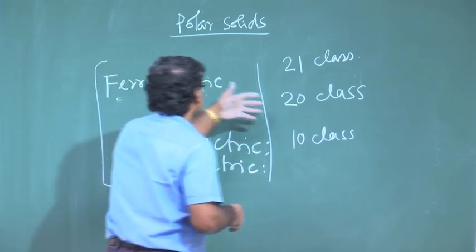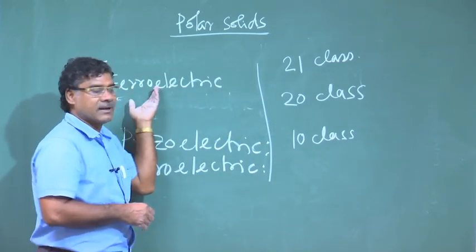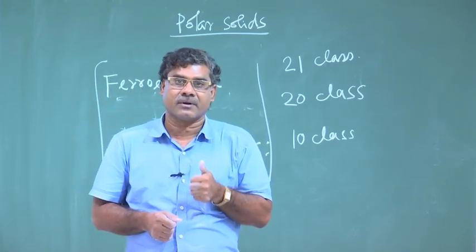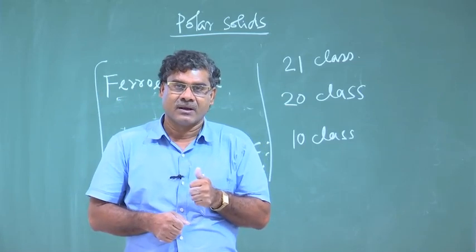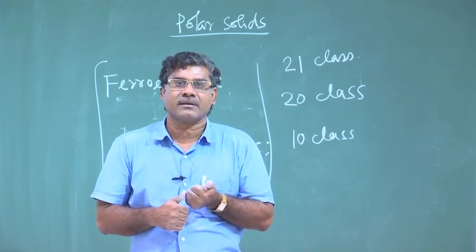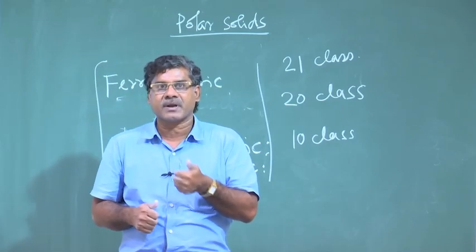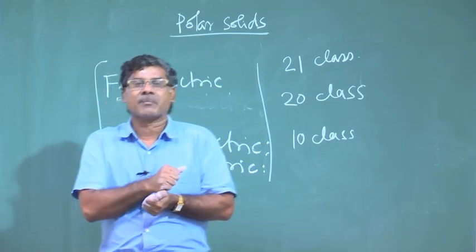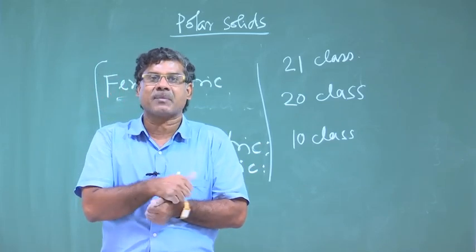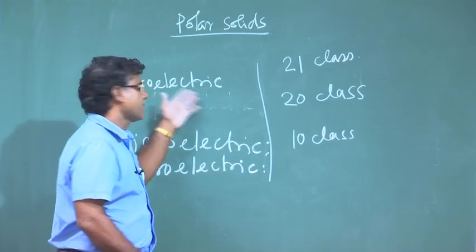So, non-centrosymmetric is not the only condition. The condition to be ferroelectric is that the permanent dipole moment that this material has changes its orientation with respect to the electric field. Okay. If this polarization, this dipole moment, is changeable by applying an electric field, if its direction can be changed by applying an electric field, then only it is called a ferroelectric material. Okay.